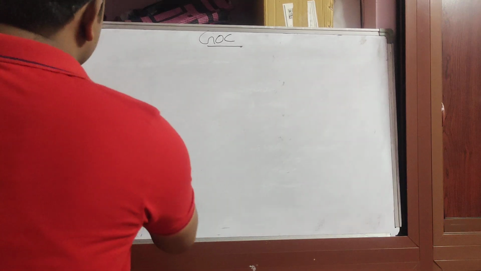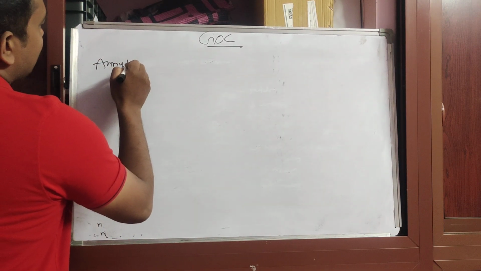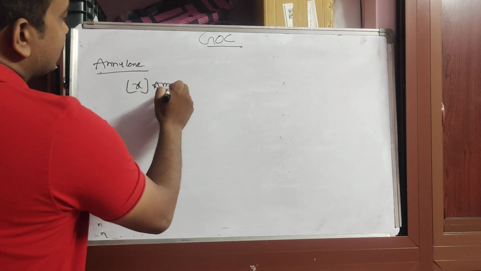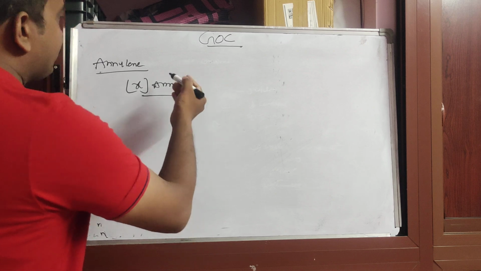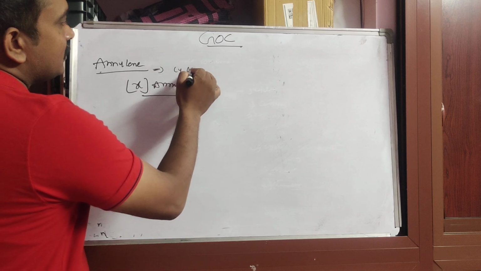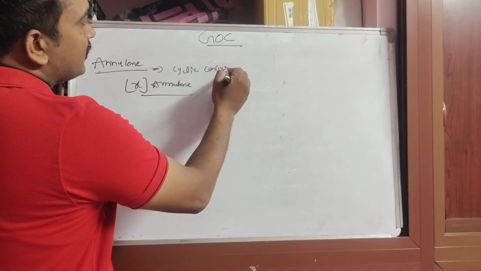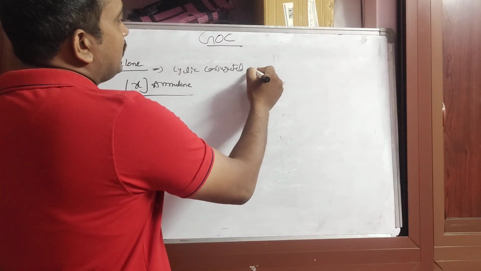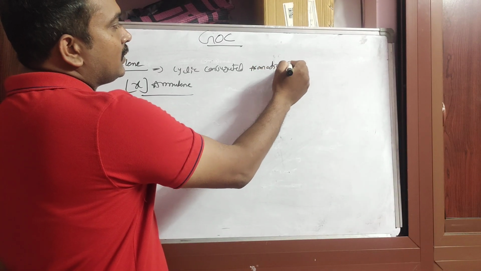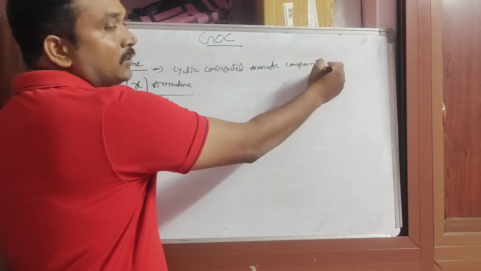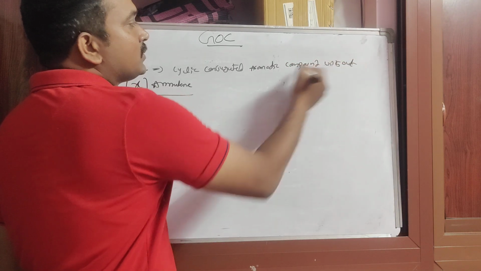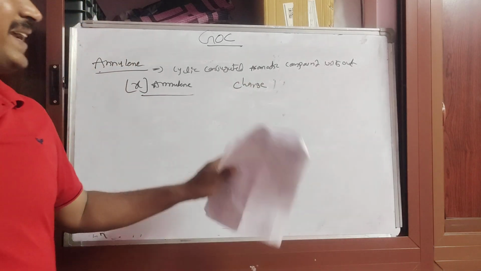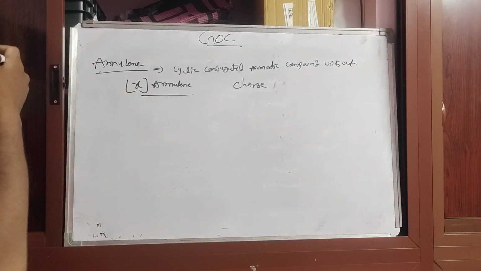Next, let us discuss annulenes. What is an annulene? This is an X-annulene. What is the definition of annulene? It is a cyclic, conjugated, aromatic compound without charge. That is called an annulene.